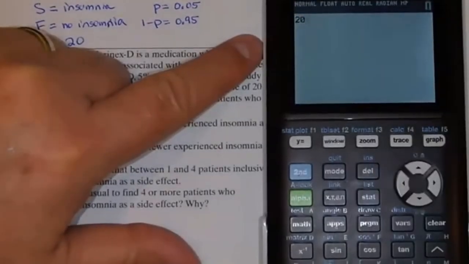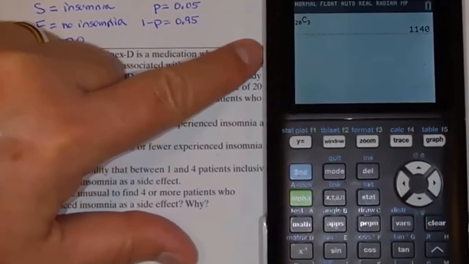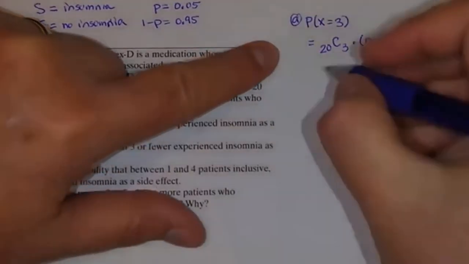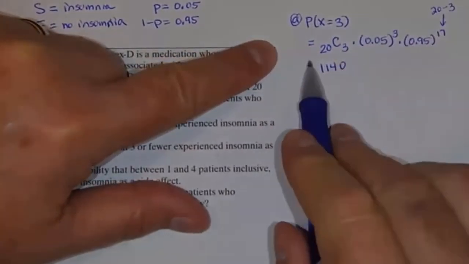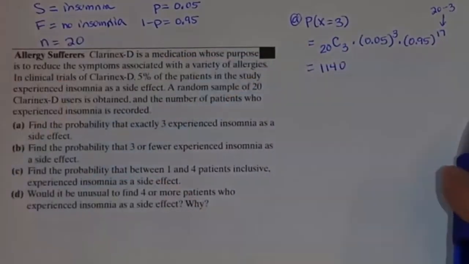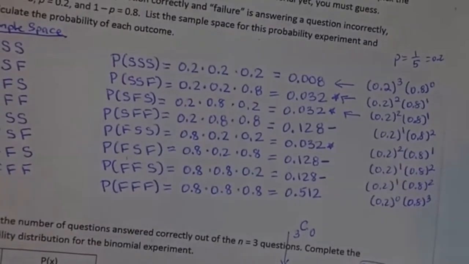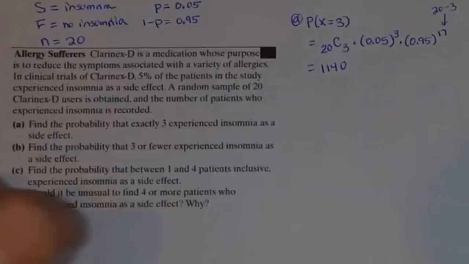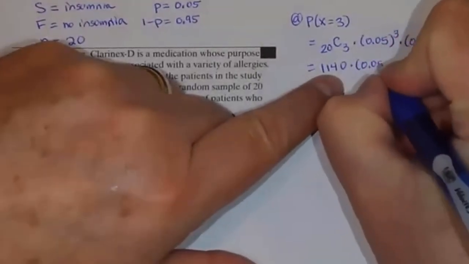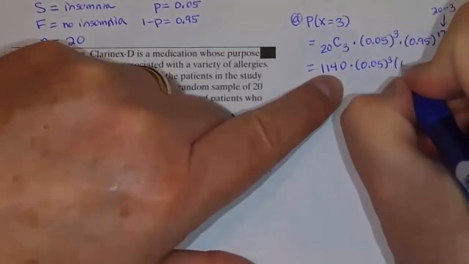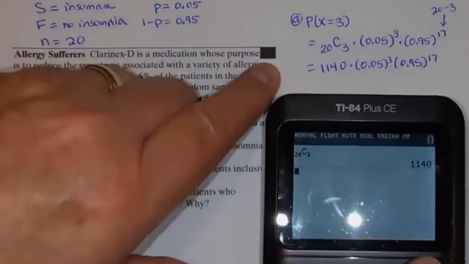Now, if I do the combination of 20 choose 3, that is 1,140. There would be 1,140 different ways of getting 3 successes out of 20 trials. We certainly wouldn't want to try to list all of those like we did here. We certainly don't want to do that. So I have 1,140 times 0.05 cubed times 0.95 to the 17th. So let's calculate that.